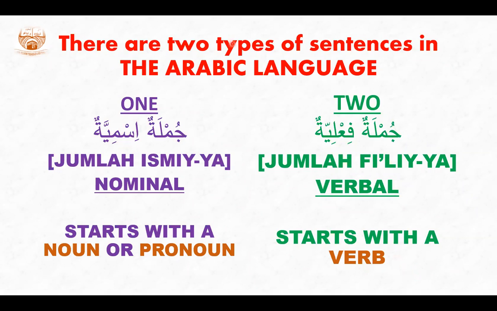Okay, so let's recap here quickly. We said that in Arabic there are two types of sentences. The first one, jumlatun ismiyatun, which is a nominal sentence. A nominal sentence starts with a noun or a pronoun. And then we have the second type of sentence, which is known as jumlatun fi'liyatun, a verbal sentence. And we said this type of sentence starts with a verb.